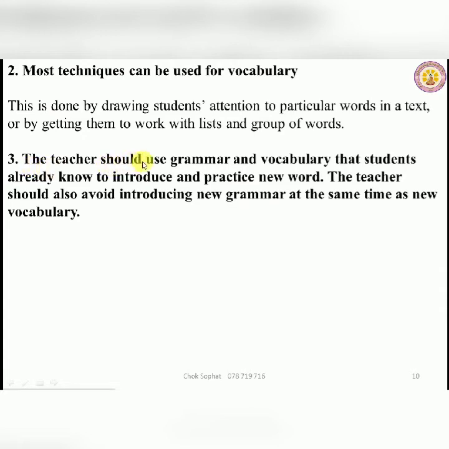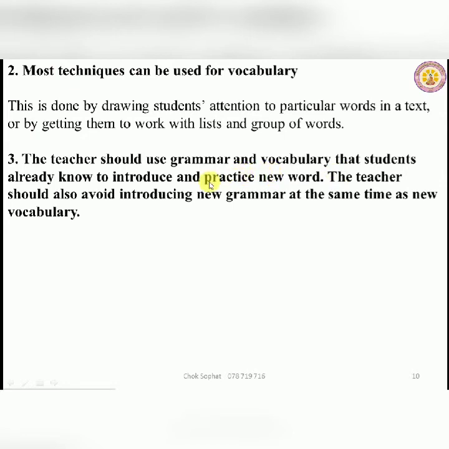The teacher should use grammar and vocabulary that students already know to use and practice new words. The teacher should also avoid introducing new grammar at the same time as new words. So when you teach your students a new word, you must be sure that you use the technique they know. You should use the grammar that your students already know. That is easier for them to understand the meaning of the word and to practice the new word.